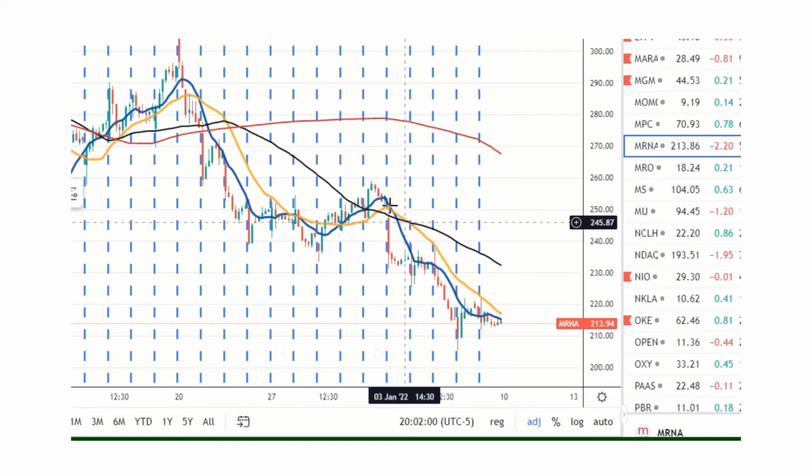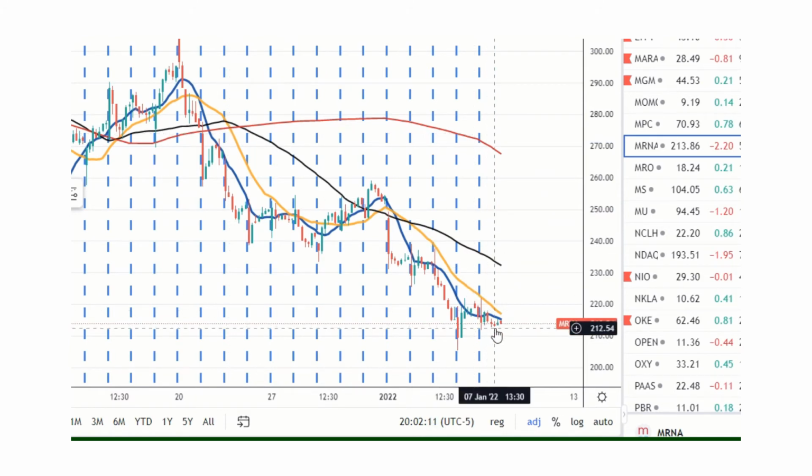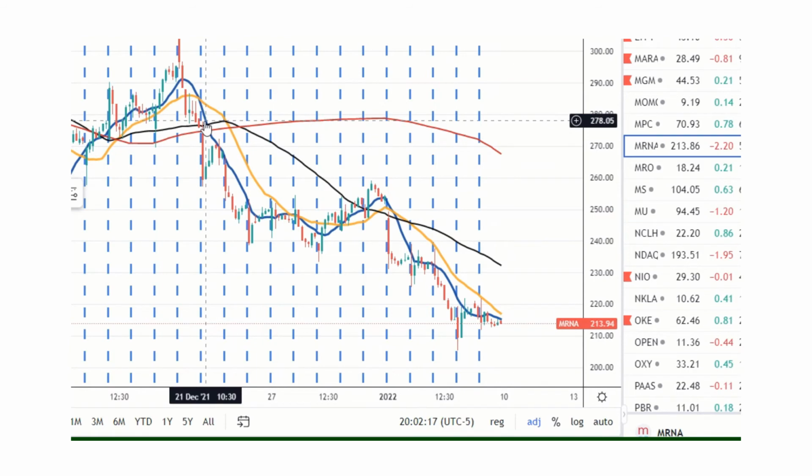And anywhere that you would have entered your trade from, let's say, December 22nd down to the present, you would have made a profit, because if you would have put in for a put trade, the trade is going down.